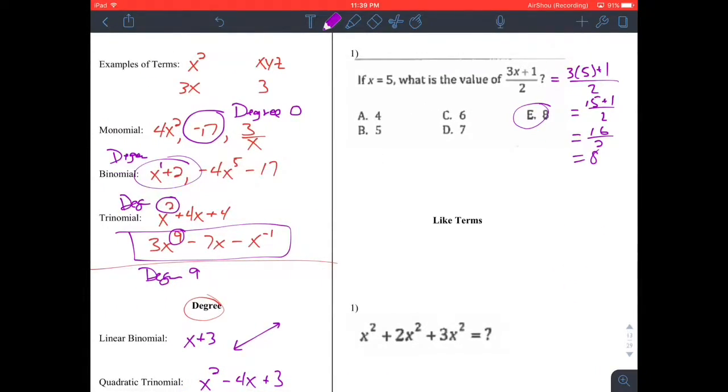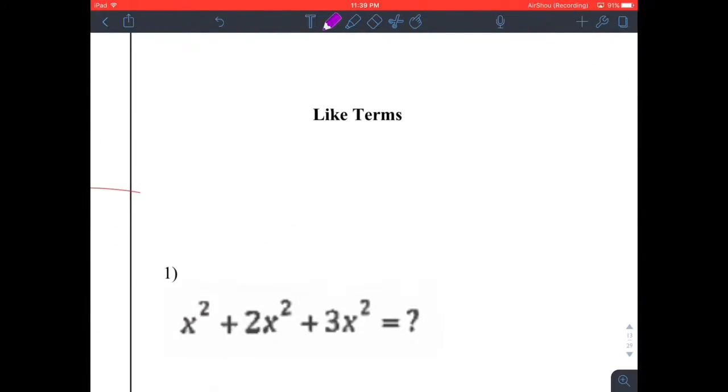Let me remind you what like terms are. Like terms means same variable, same exponent. So for example, 4xy minus 7xy are like terms. You have the same variables, x and y, with the same exponents. To combine those, you add or subtract the coefficients depending on the signs that are given.